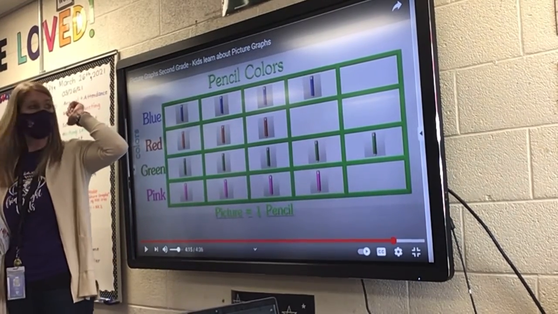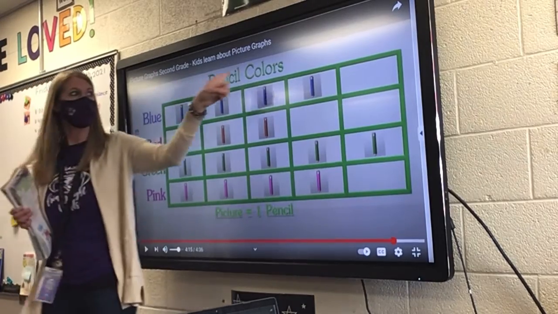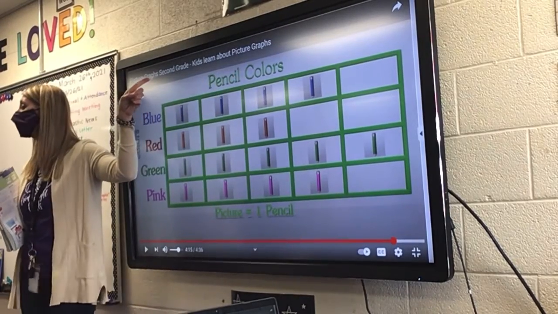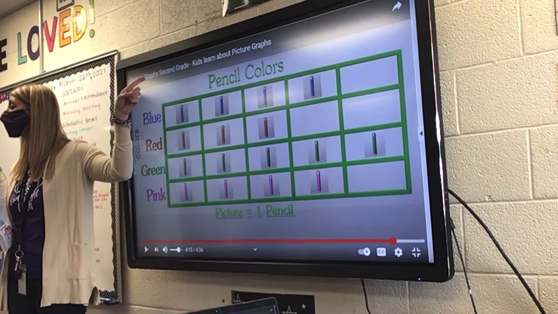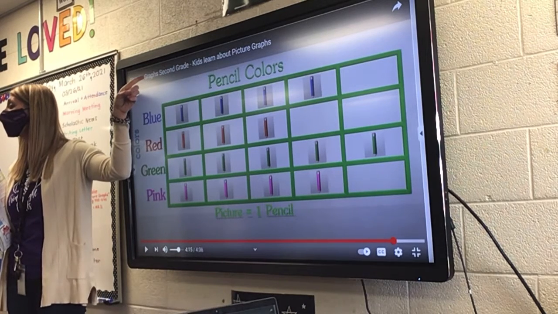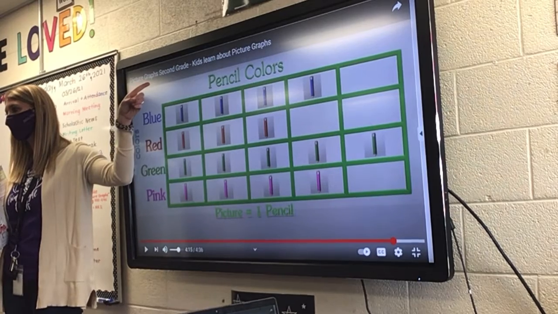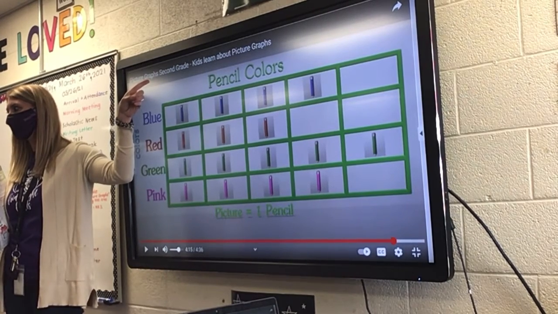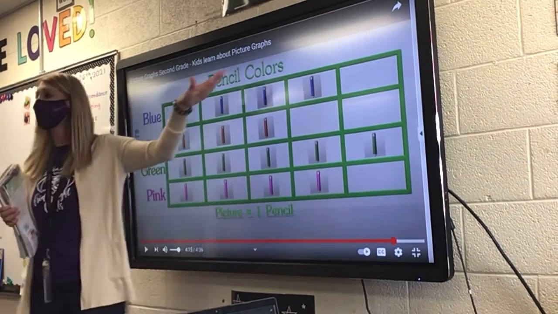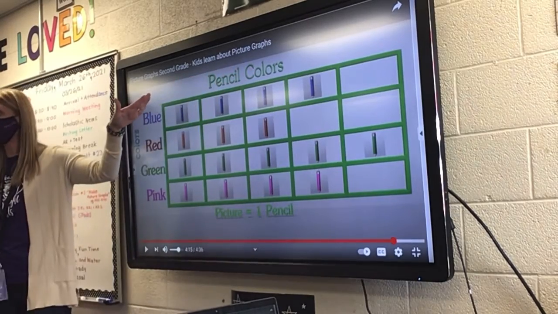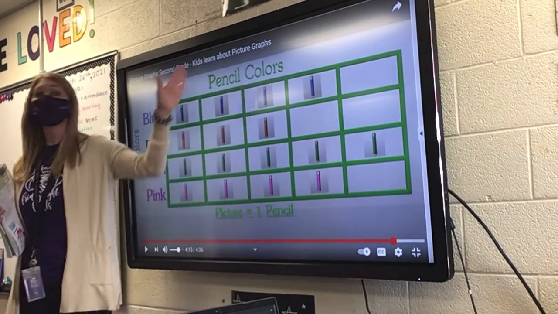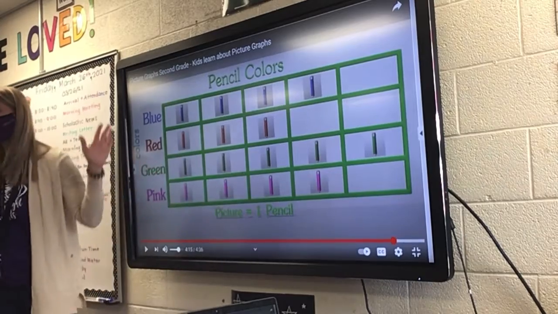Wyatt? No. What is this called up here? Mason? Starts with a T. The title. This is always the title of the graph. And this title is telling you what this graph is about.